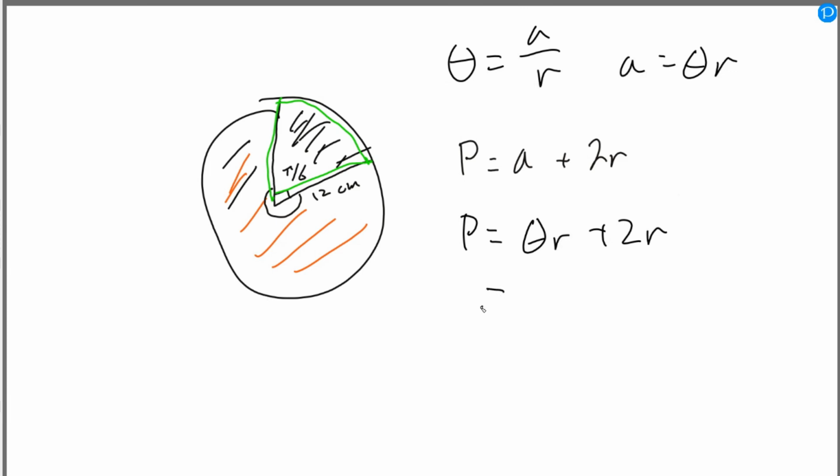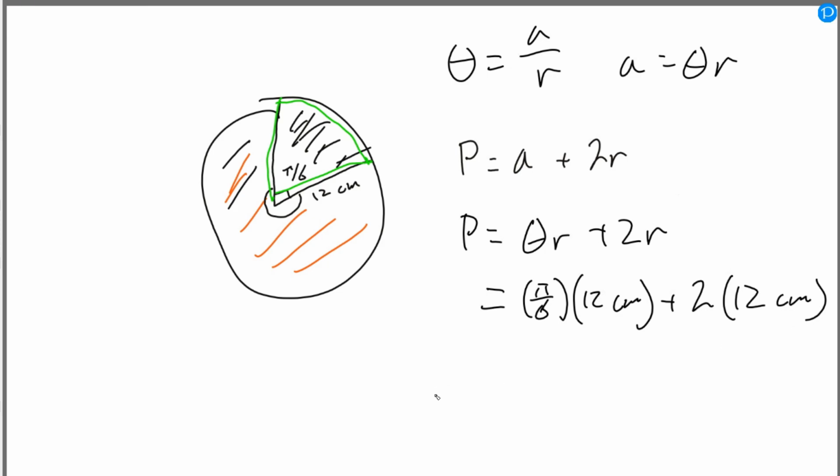So now we can just plug in our values. That is pi by 6 times 12 centimeters plus 2 times 12 centimeters. And I'm not sure what that comes out to, but that will give you the perimeter of that sector.